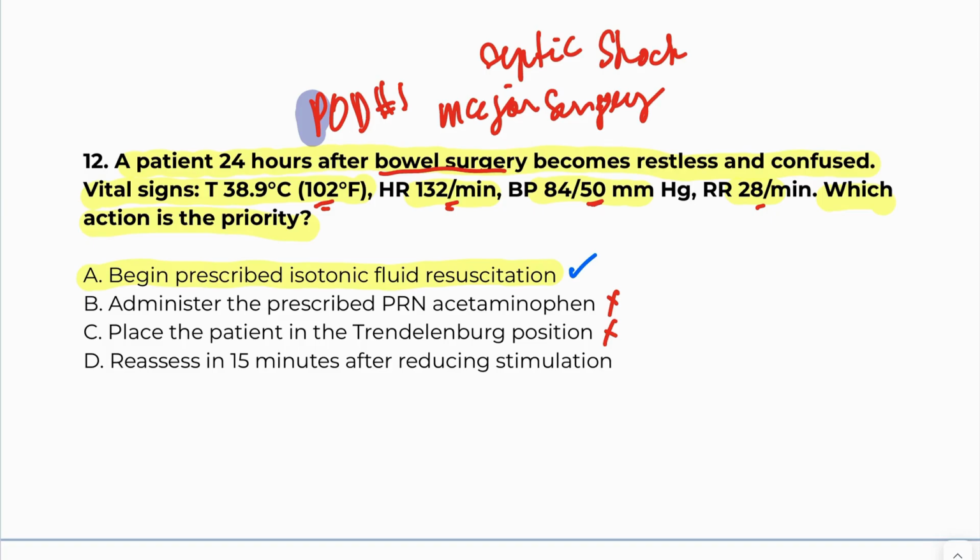Reassessing 15 minutes later is incorrect because that's what we call delayed care. NCLEX really wants you to do something immediately, right now. NCLEX is a kind of perfect world. It's not about what if this is happening, so when you're taking your NCLEX exam, don't think of it like that. Think that NCLEX is always going to be in a perfect world, which we know is not the case in reality.